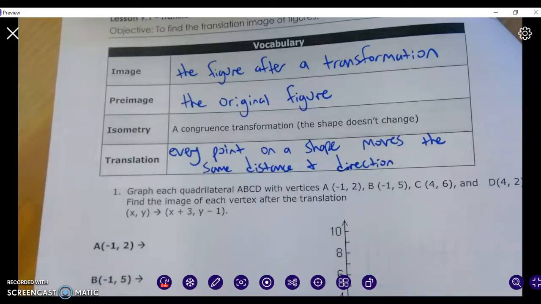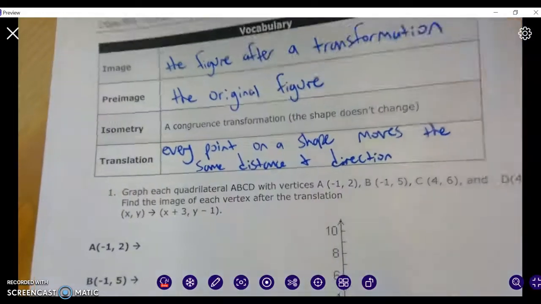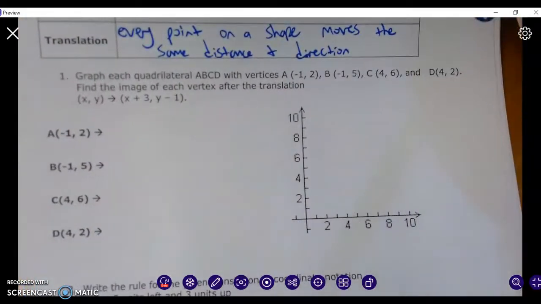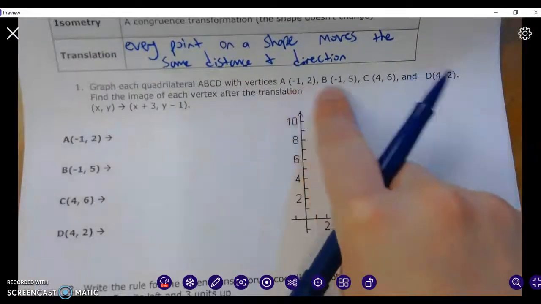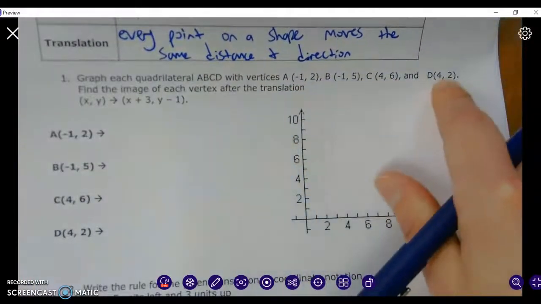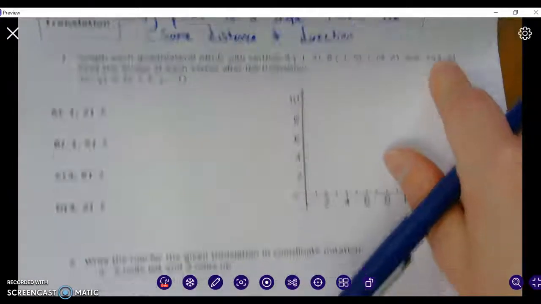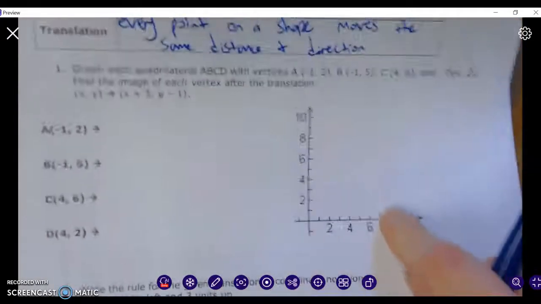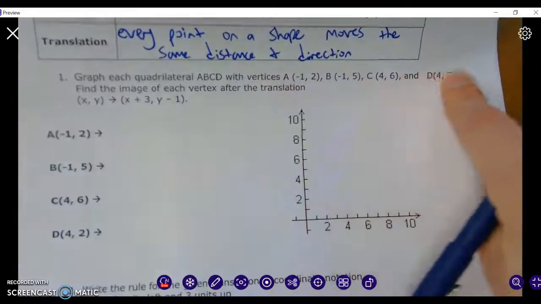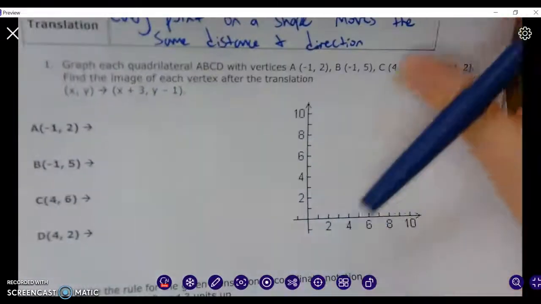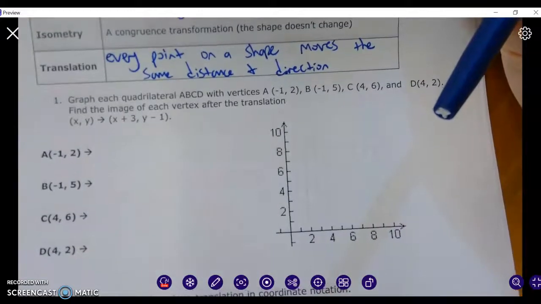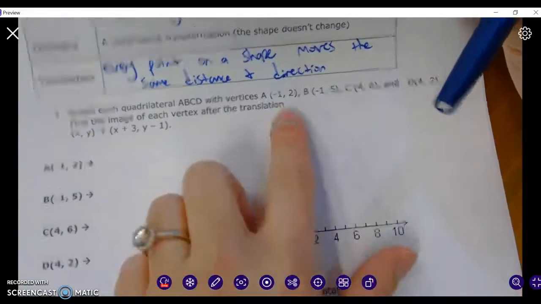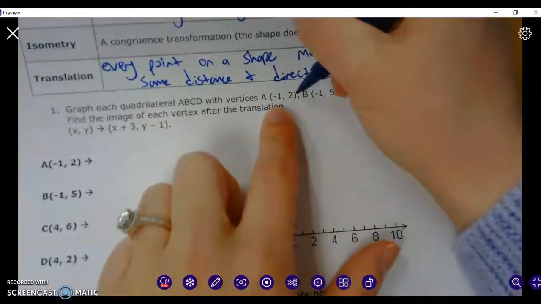Okay, so let's jump down to question 1. Graph each quadrilateral ABCD with vertices A, B, C, and D. So before you do anything, you notice there is no starting shape. The starting shape is going to come from these 4 vertices that were given. So we're going to plot those 4 points to create our shape, and then we'll talk about the translation. So A is at -1, 2.